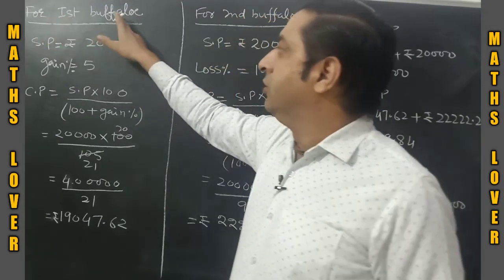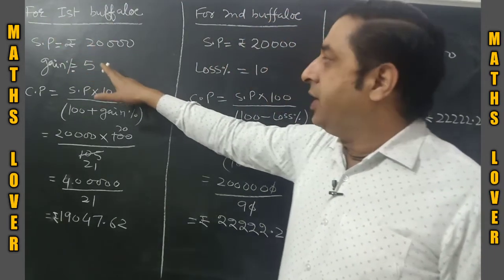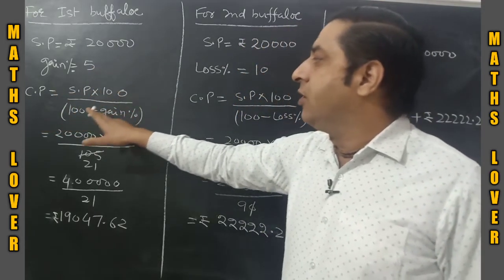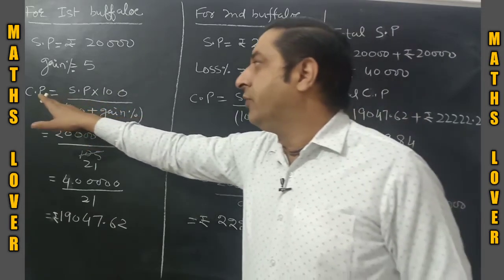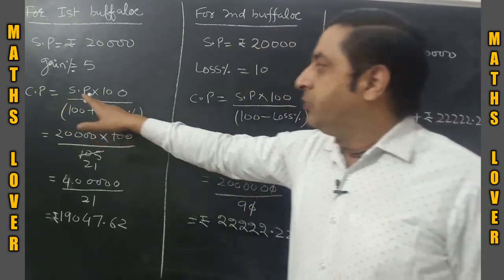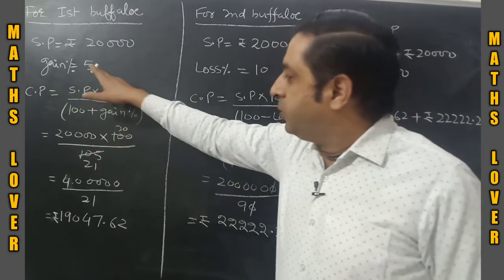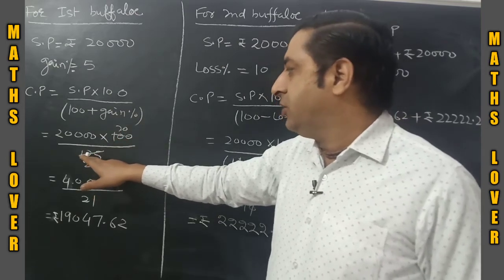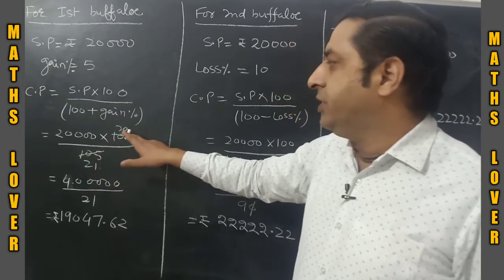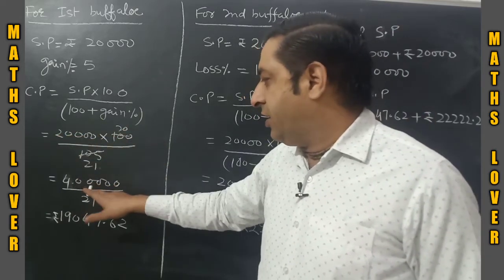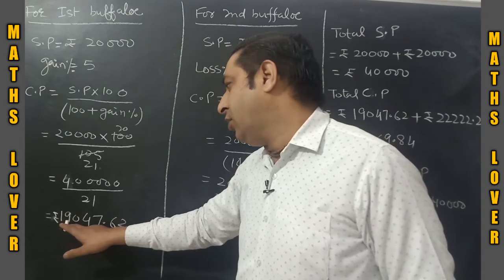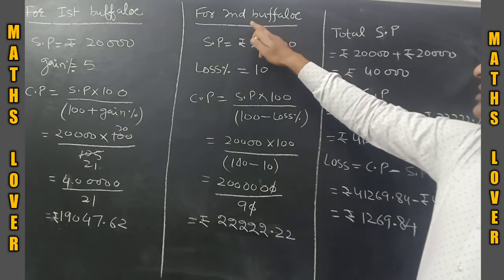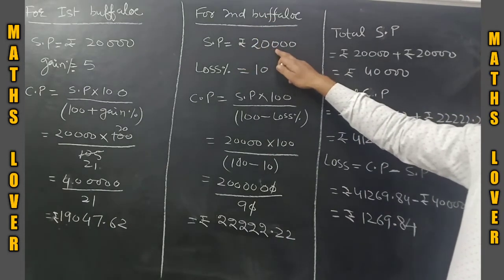For the first buffalo, the SP is given as 20,000 and here there is a 5% gain. So CP is SP into 100 upon (100 plus gain percent). This is the formula of CP when there is a gain percent. We put the value of SP here and gain percent is 5, so 100 plus 5 gives us 105. We do the cancellation with 5, 5 tens, 5 fours become 20, and then we multiply and divide, and we get the answer rupees 19,047.62.